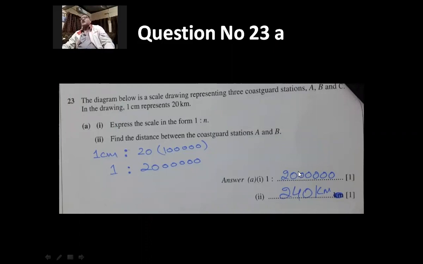Very simple. The simple idea is that when you represent them in the form 1:n, the map and the actual should both have the same unit. Either both of them should be in centimeters, or both of them should be in kilometers. Okay, the next question, he says, find the distance between the Coast Guard stations A and B.